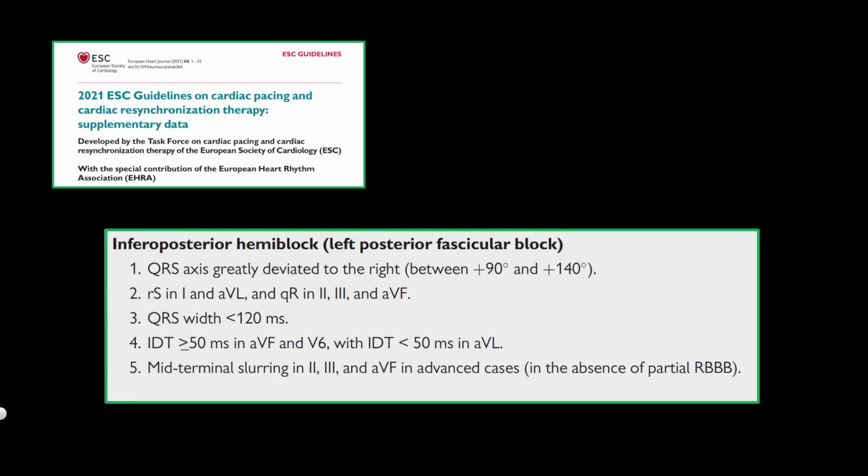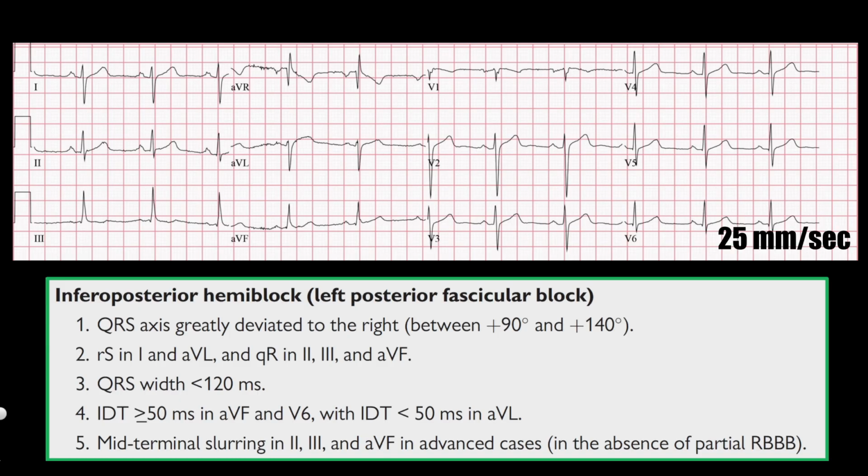QRS duration is less than 120 milliseconds. Also, the criteria include changes in intrinsicoid deflection time and QRS slurring. Let's find all of these criteria one by one in a real ECG example. Paper speed is 25 mm per second. Let's start from the mean QRS axis.